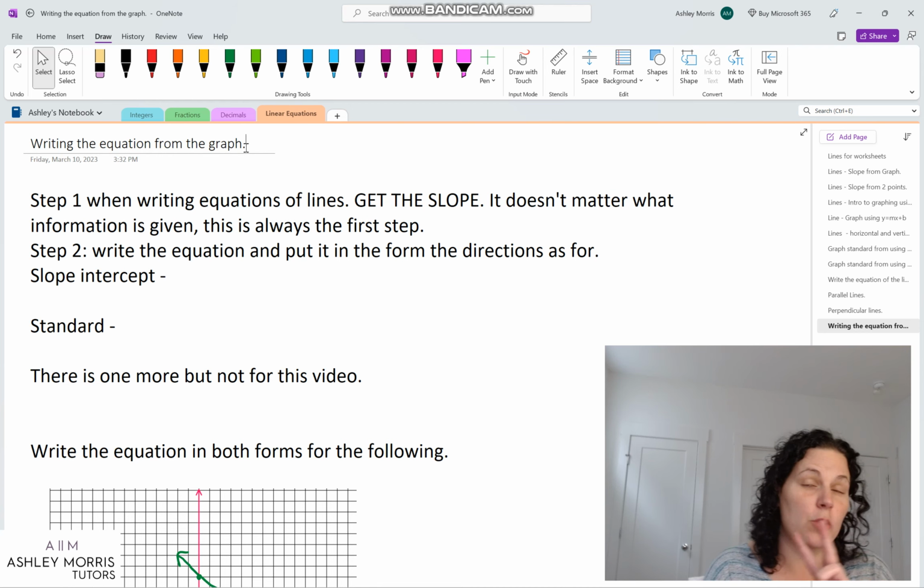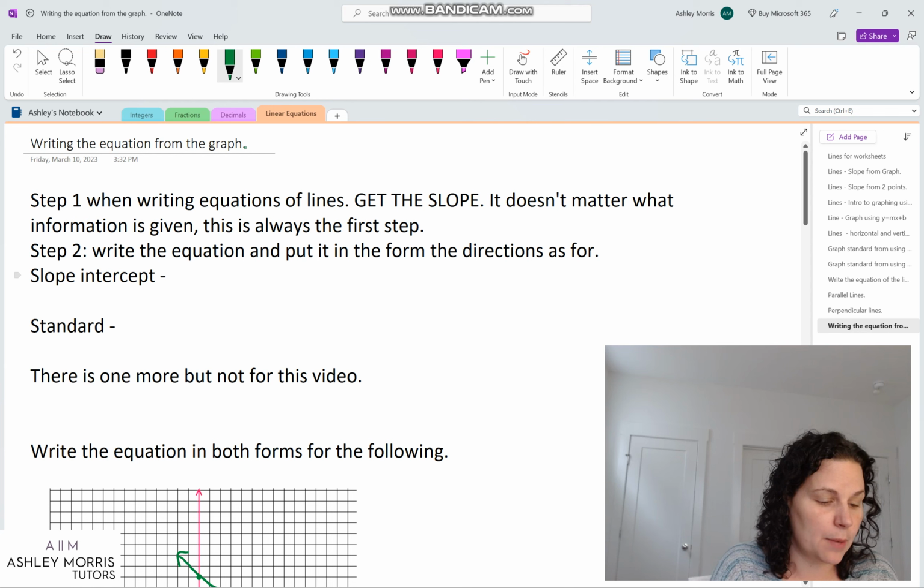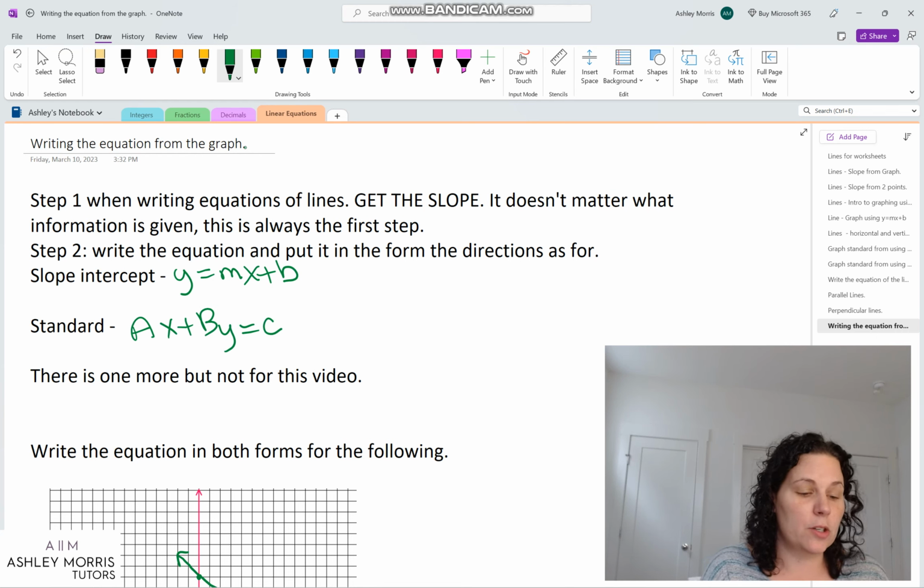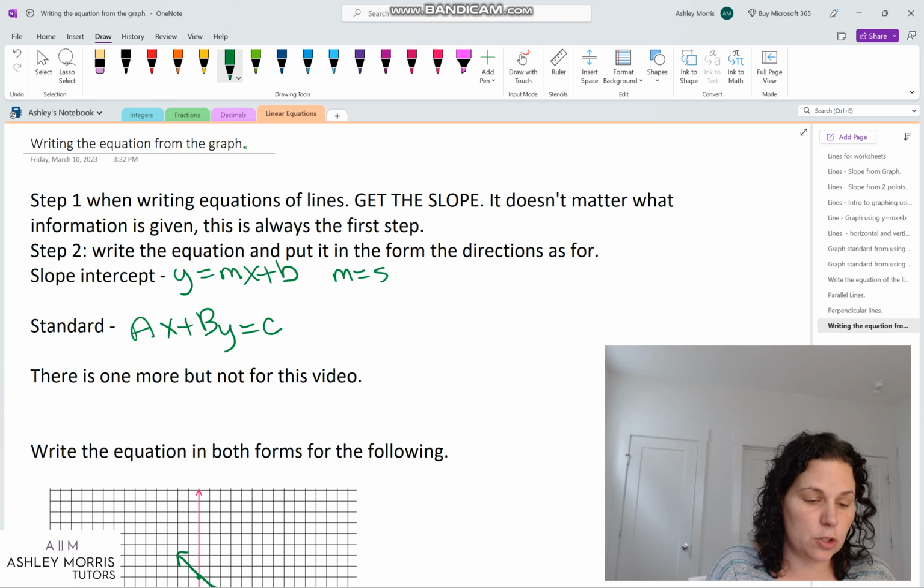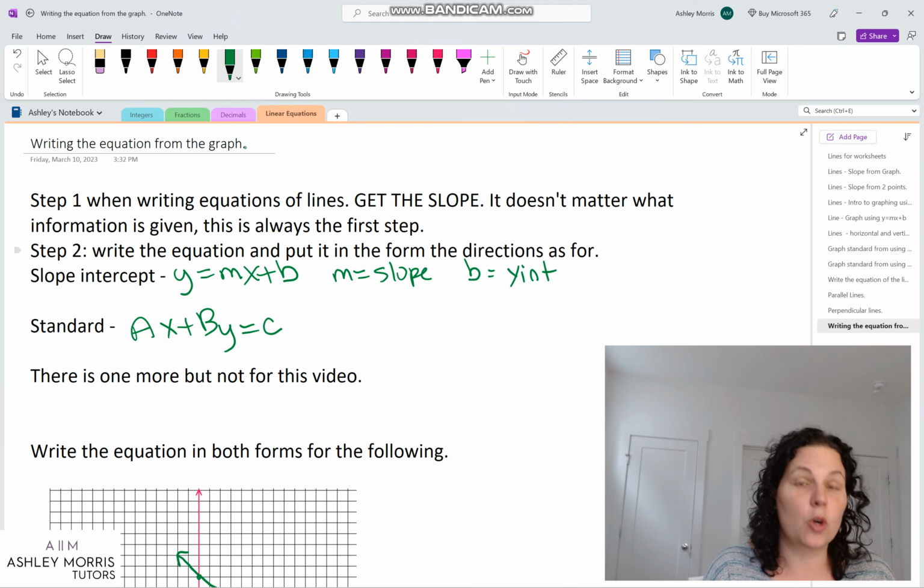So there are two that we're going to use today, slope-intercept, which is y equals mx plus b, and standard, ax plus by equals c. So in slope-intercept, m equals your slope, and this lowercase b is your y-intercept. The cool thing is we can get both these numbers from our graph. So we're going to start there. And then we're going to move to standard form on all these.